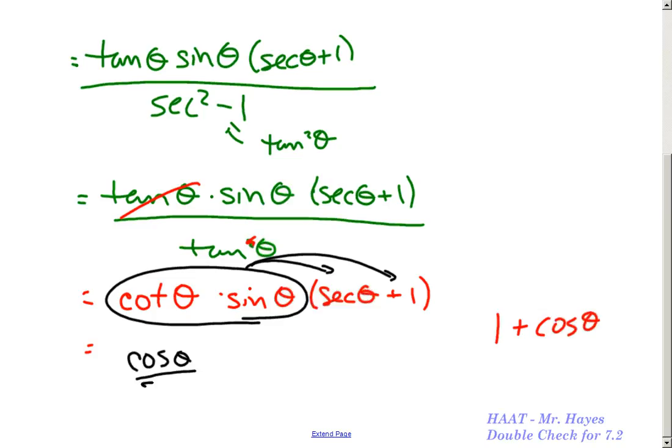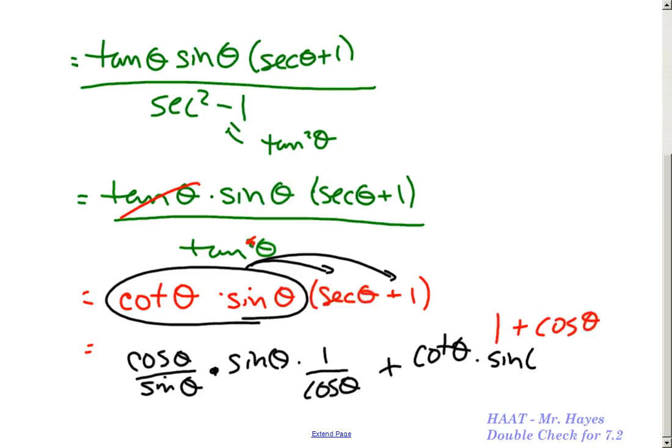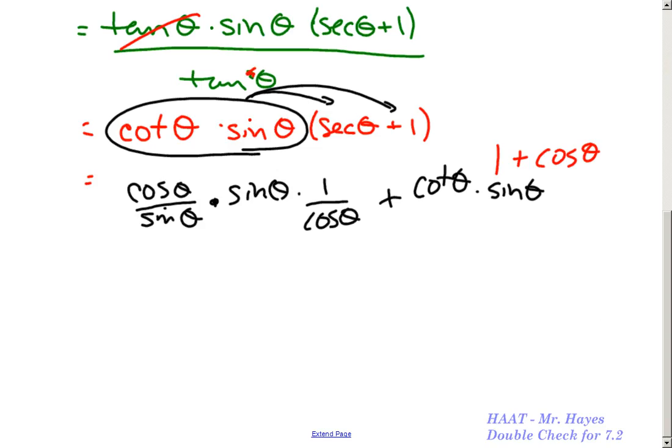cosine theta over sine theta times sine theta, and the secant will be turned into 1 over cosine theta. So in that case, that's just going to turn into 1 because the cosines will divide out and the sines will divide out. And then I've got plus cotangent theta times sine theta. So again, sines go away, cosines go away.